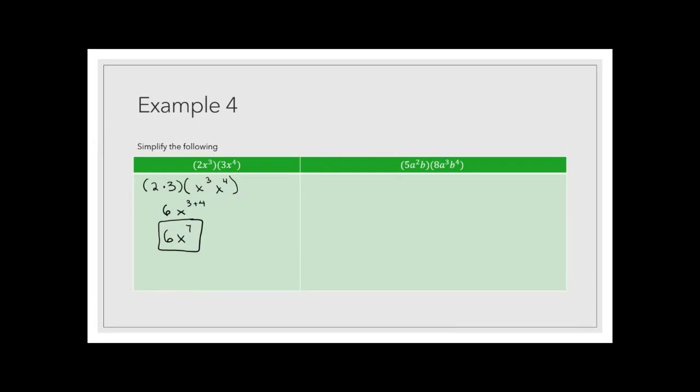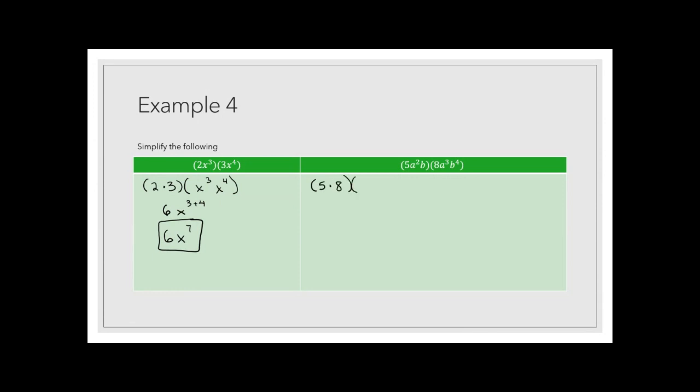Now the one on the right, again, I left myself more room here because this is going to take more space. We have 5a squared b times 8a to the 3rd, b to the 4th. Again, I'm going to group things together because everything is multiplied. So I can put the 5 and the 8 together. Those are both numbers, so that can be 5 times 8.